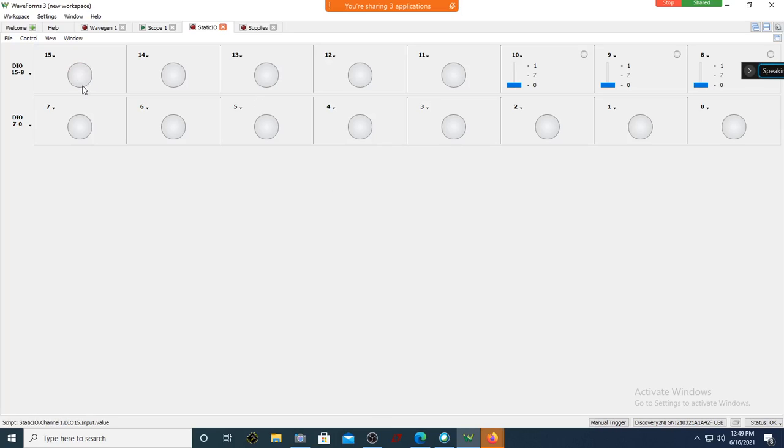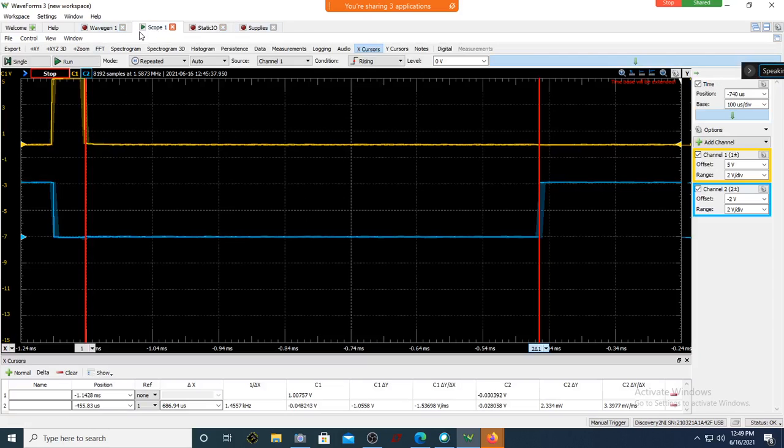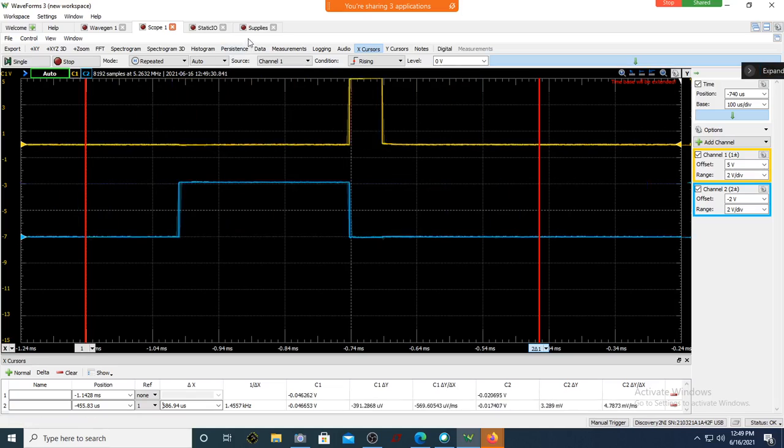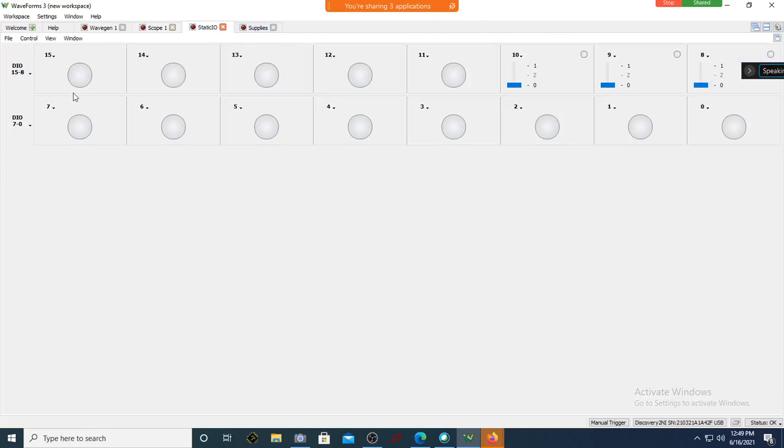Okay, can you see this is blinking? Pin number 15 blinking is purely because of this going low and high. Can you see this is going low and high sometimes? That is being reflected here, correct?